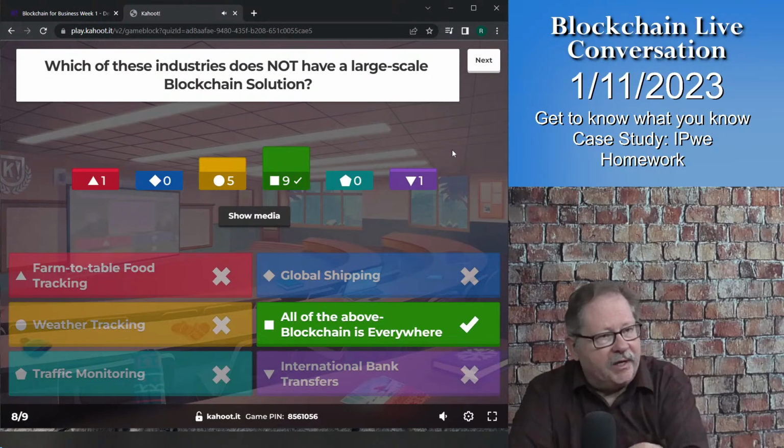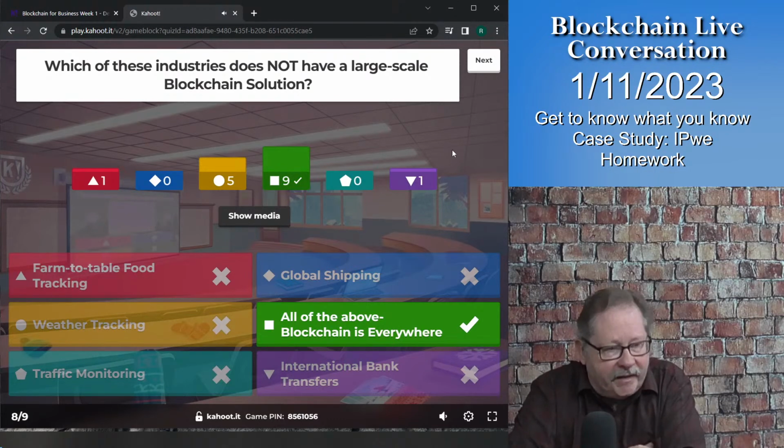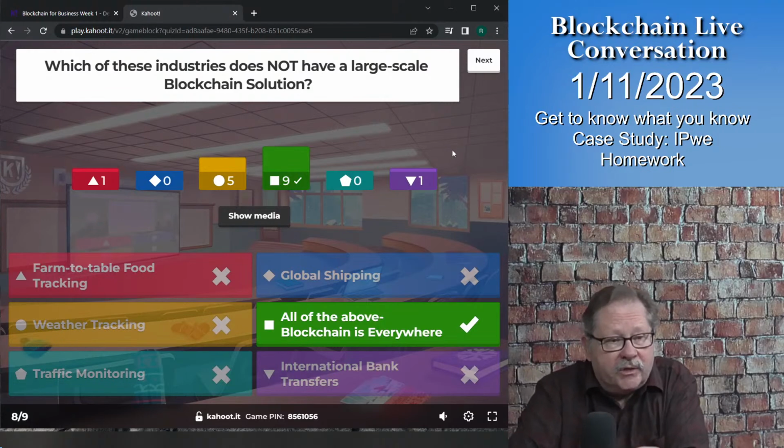Okay, we got a good spread here. 9, all of the above. Yes, every single one of those categories actually has a significant blockchain presence, helping to make their businesses more profitable and more streamlined.